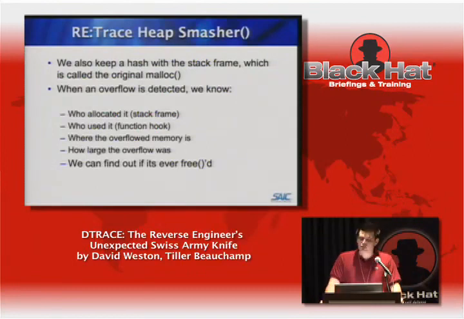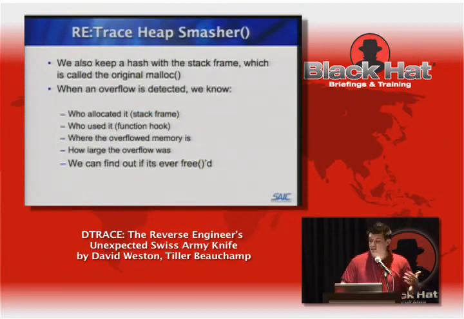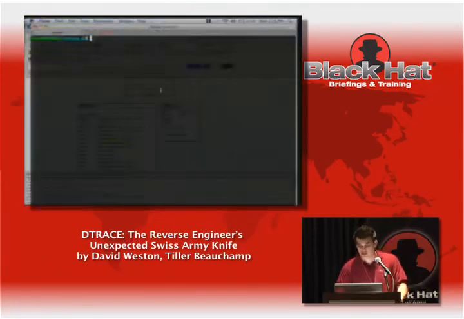When an overflow is detected, we know who allocated it. We know when the malloc happened that was overflowed. We know who used it, which function. Did a string copy use it? Did a mem copy use it? Where did that originate? We know how much memory was overflowed. We know where the memory is, and we can find out if it's ever freed, if we want to do something like a write for unlink. So we know a lot with just this tiny script.